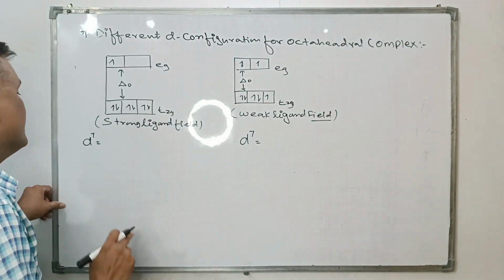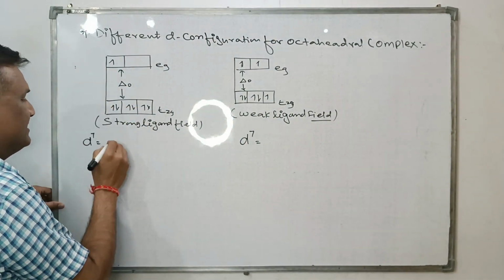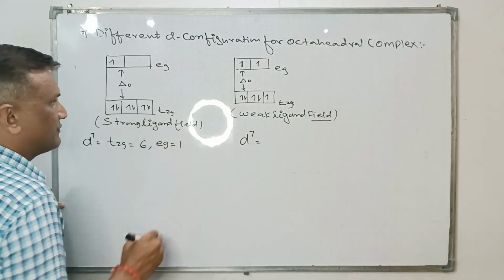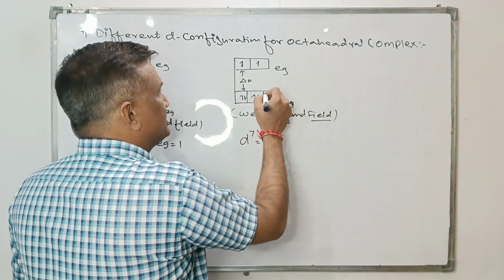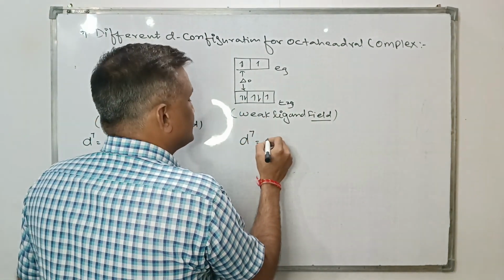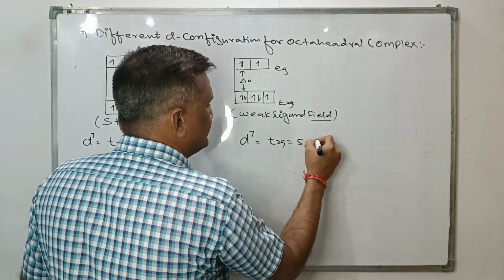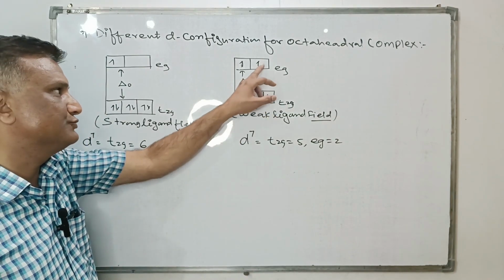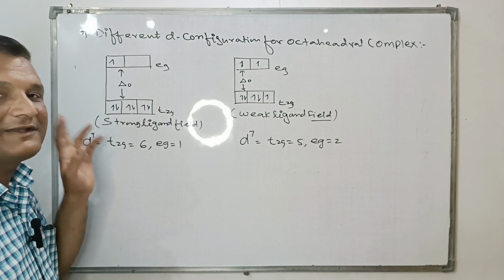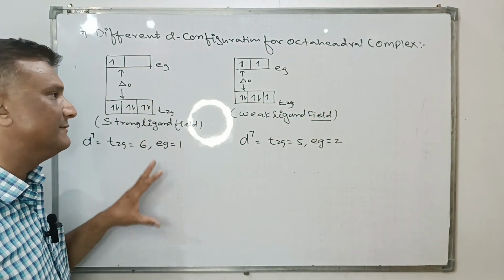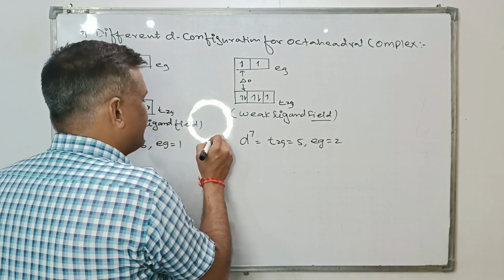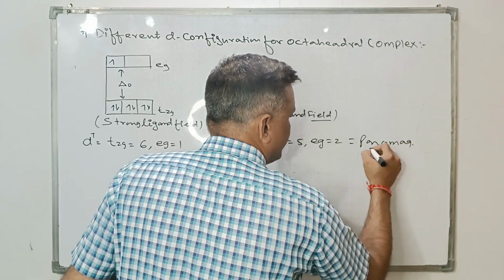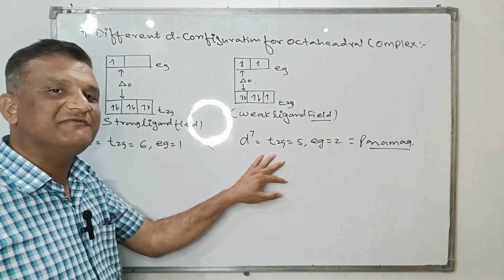You have to fill in this manner. So D7, 6 and 1, 7. This is T2G equal to 6 and EG equal to 1. If we go with this, then T2G is equal to 5 and EG is equal to 2. If we look at unpaired electrons, there are 3 unpaired electrons here, while there is only 1 unpaired electron there. So its paramagnetism will be higher than the strong ligand field, as I told you previously. So both will be paramagnetic, but its paramagnetism will be higher.